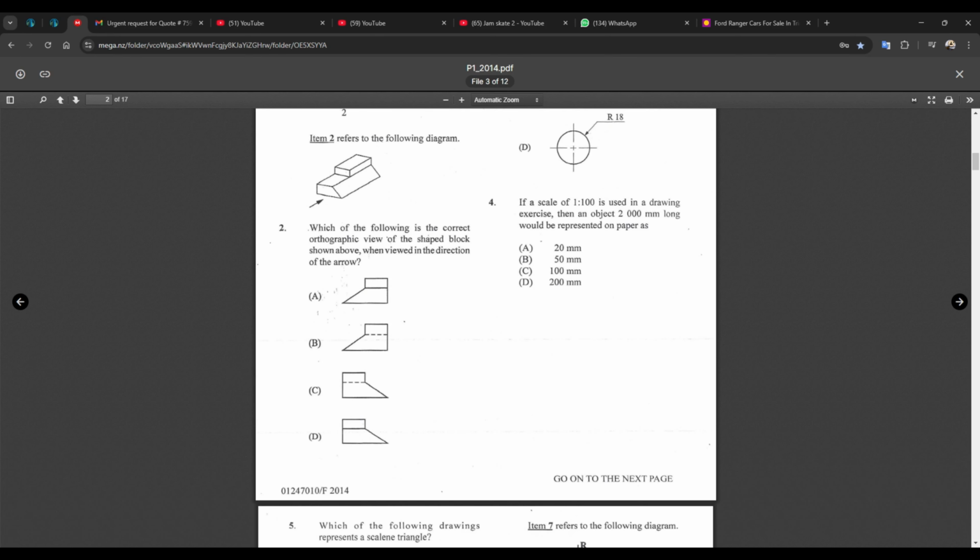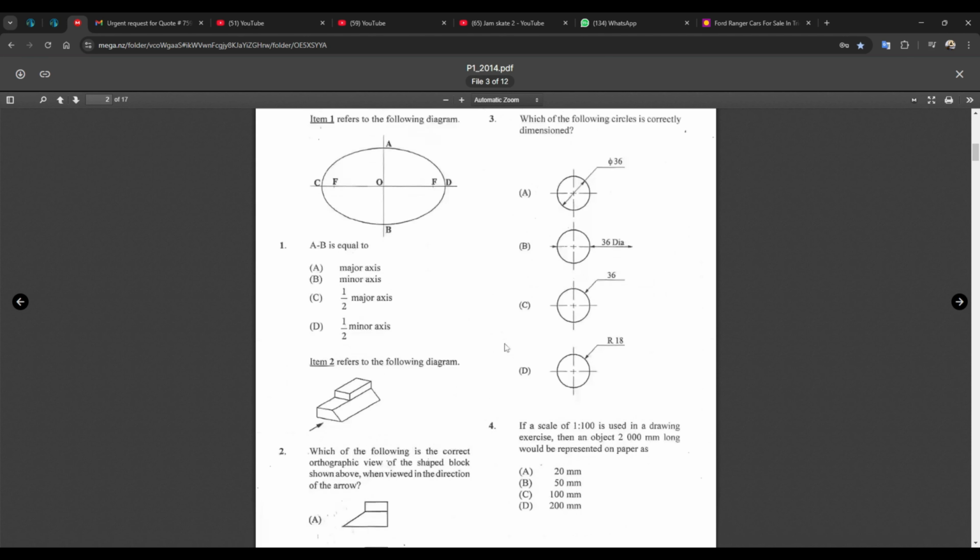Number 2, which of the following is the correct orthographic view of the shaped block shown above when viewed in the direction of the arrow? So this is the block, this is the arrow. A is wrong, B is wrong, C is wrong. The answer is D.